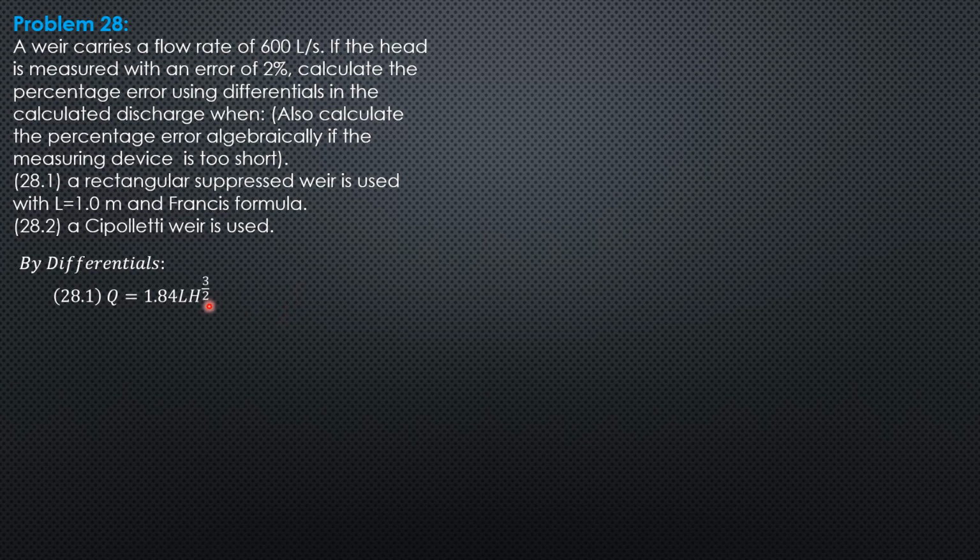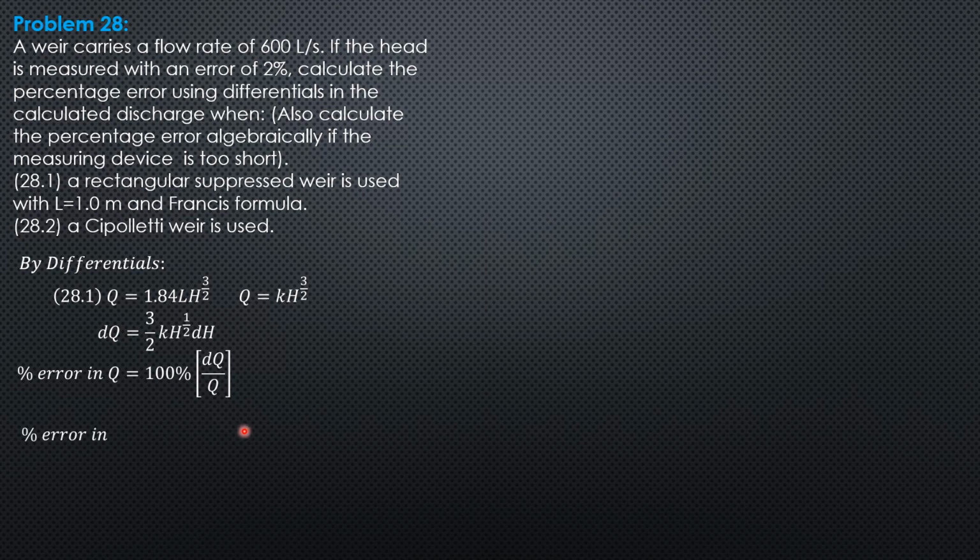Since it is only the head that is erroneous, we can combine 1.84 and L and treat it as a constant. So in general, the discharge formula is K H to the 3 halves. So the differential of Q is 3 halves of K, H to the 1 half times differential of H. So percentage error in Q is 100% times dQ over Q.